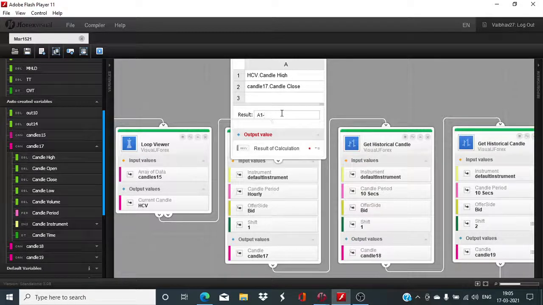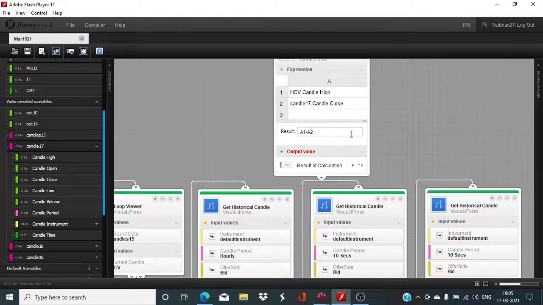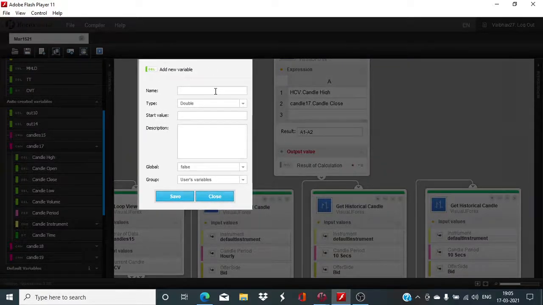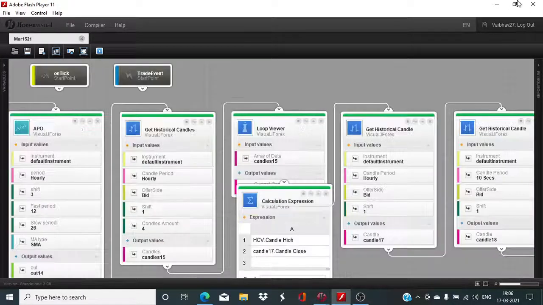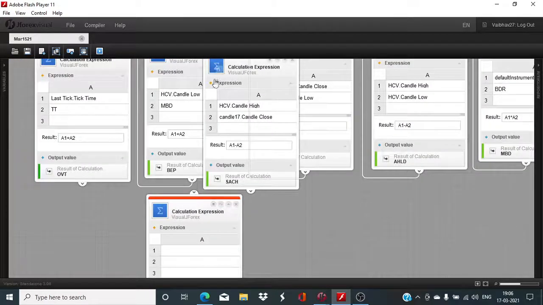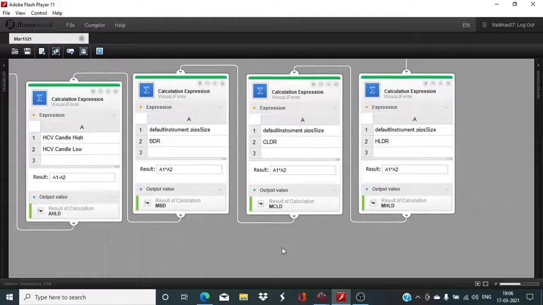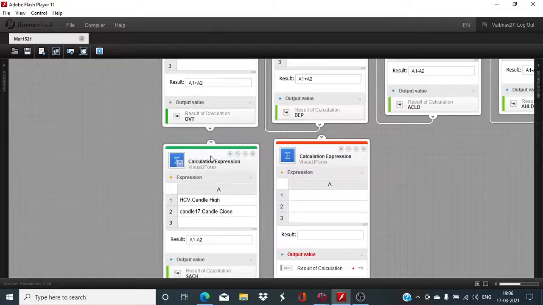A1 minus A2. So this will be the actual difference for the sell side. This needs to be greater than the closing difference of 15 pips, which we have defined earlier.